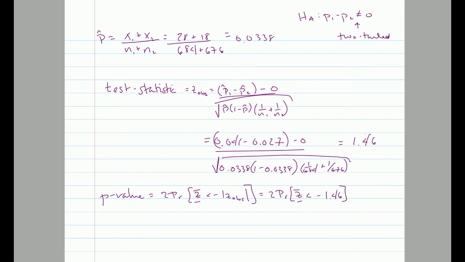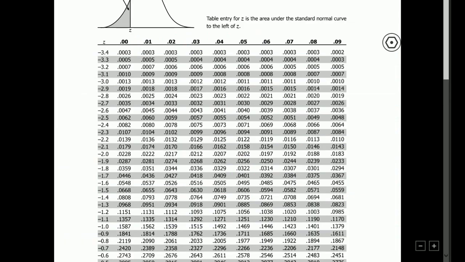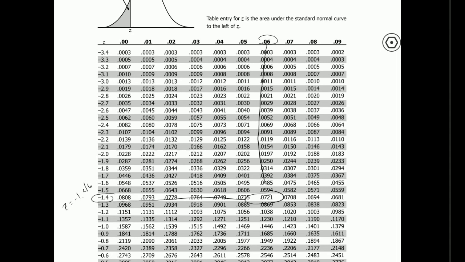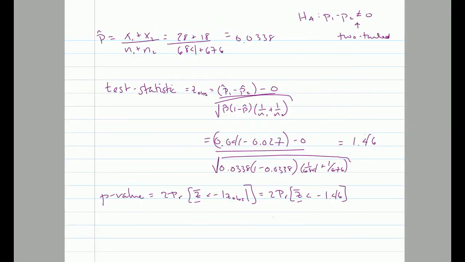And we find that by going to the table. So remember, our z was negative 1.46, or at least that's the one we're interested in finding our p-value. So we have negative 1.4 here, and that 0.06 in our hundredths place, so we come down, we come across, and we get a left tail for our p-value of 0.0721. So our p-value is 2 times 0.0721, or 0.1442.